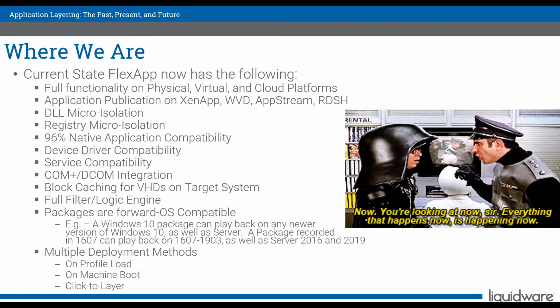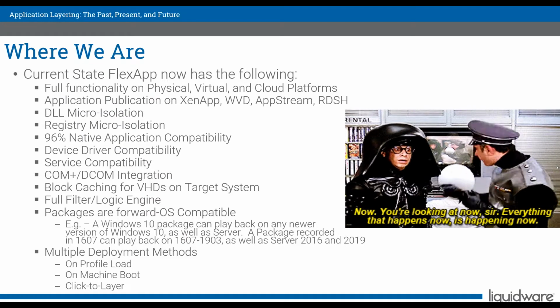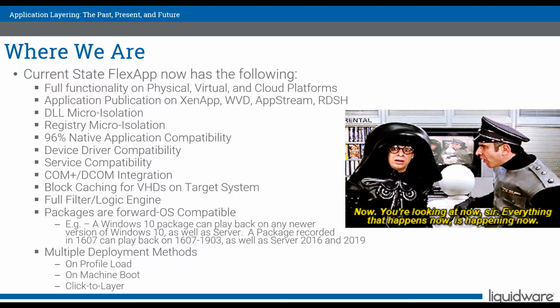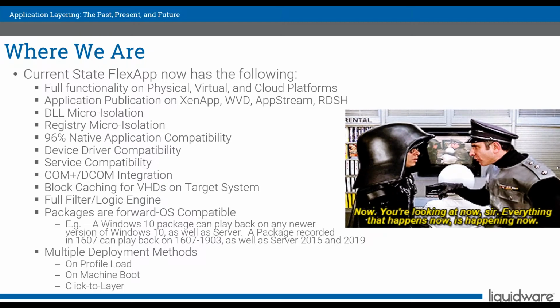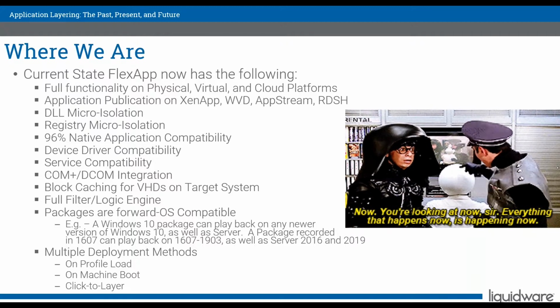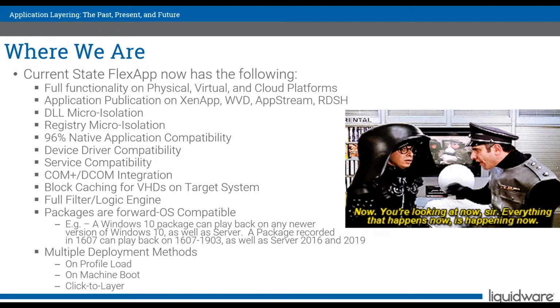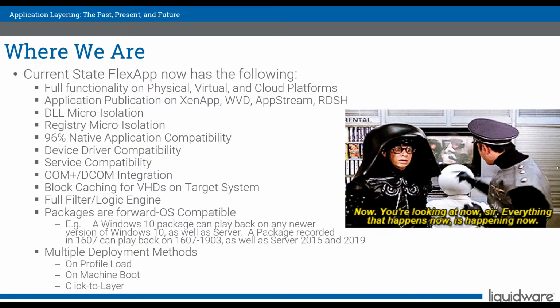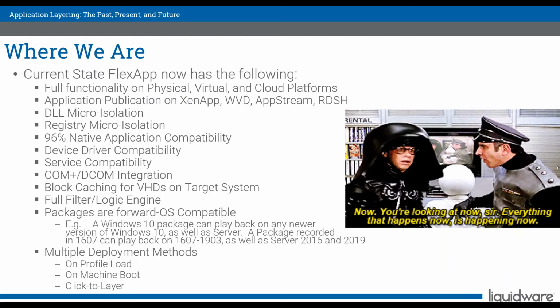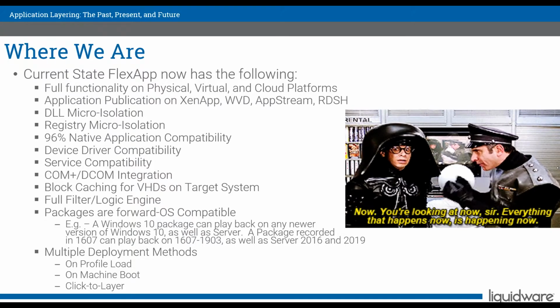Now that micro isolation feature we also offer with the registry for the same reasons. If I have two applications that are fighting over the same registry space, I want to make sure that they can both survive regardless of what the environment is doing. As I mentioned before, our application compatibility rate is at 96%, 96.7 if you want to be really specific about it. We also offer compatibility with device drivers, system services, COM+ and DCOM.